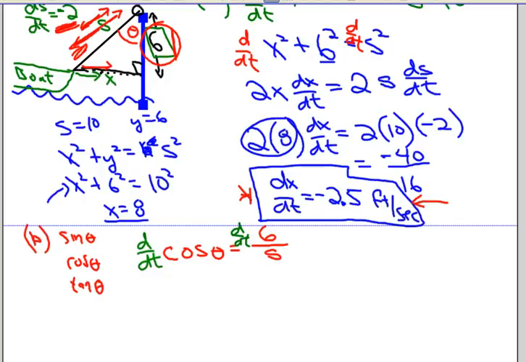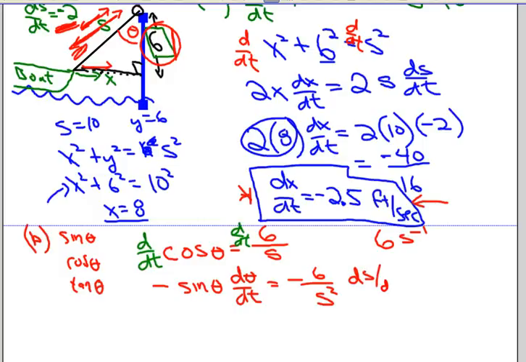And the left side, the cosine, that derivative is negative sine of theta, and I get my d theta/dt. The right side, I have 6 over s, otherwise known as 6s to the negative 1. So the derivative is negative 6 over s squared, because that'd be s to the negative 2. And then don't forget the chain rule, ds/dt. Okay, we're almost there. I wish I knew the sine of theta.